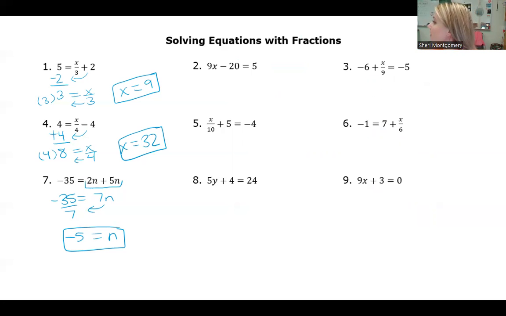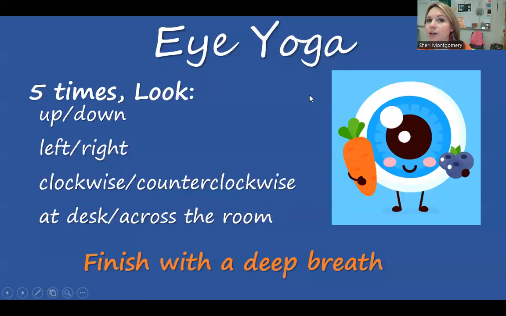We're going to move on to the next section, and you'll have time to come back to it, I promise. While you finish up whatever problem you were working on, we're going to do some eye yoga. We're going to look up, down, left, right. If you don't want to do that, take some deep breaths and close your eyes. That's a good reset too. All we're doing is giving ourselves a mental break.